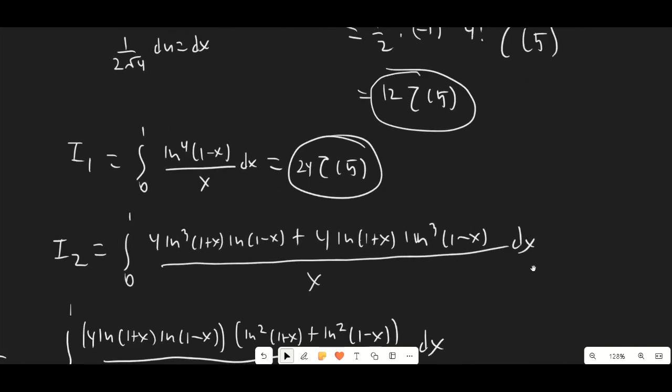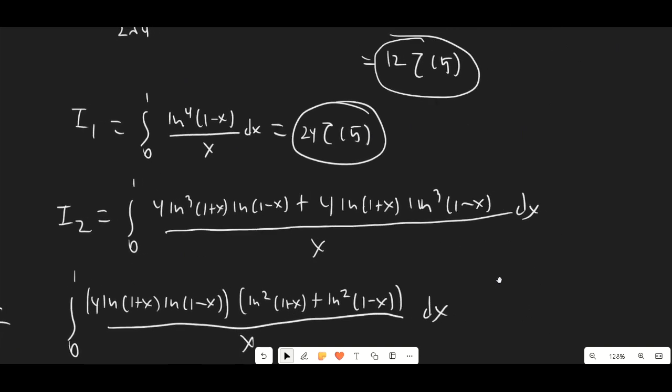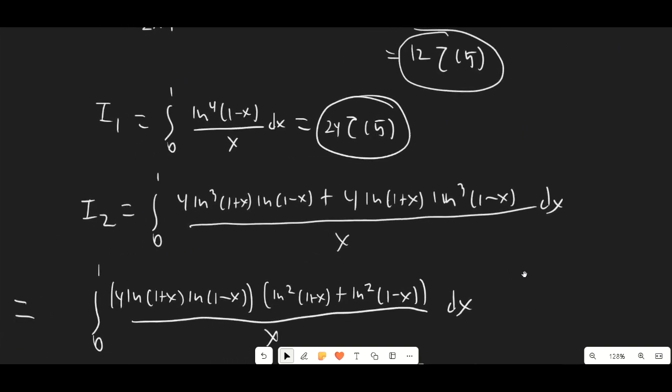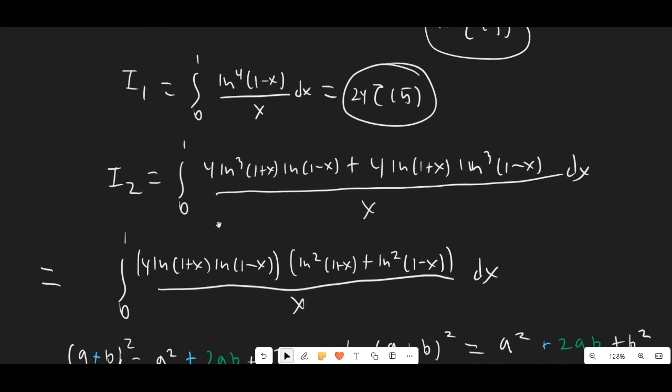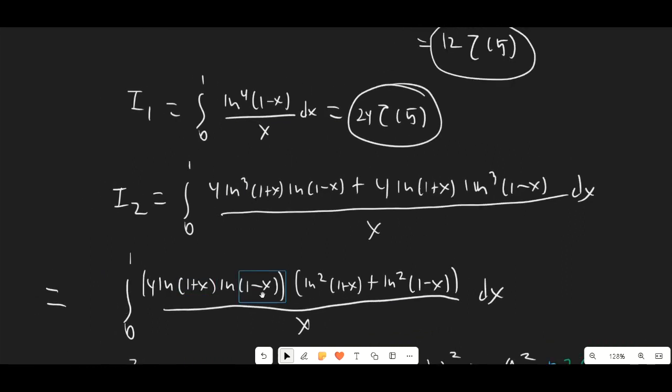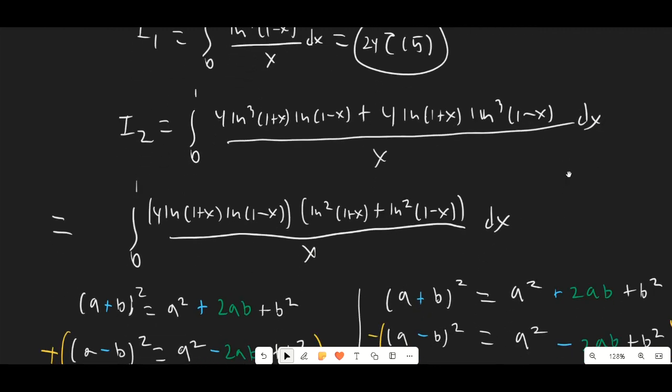Then I2 is a little bit more interesting because we get to use some more fun little tricks. First of all, we're going to just go ahead and factor everything. So we're going to factor out 4 natural log 1 plus x, natural log 1 minus x out of everything, and we're going to end up with these 2 natural log squares adding to each other. And now we do some other cool tricks right here.